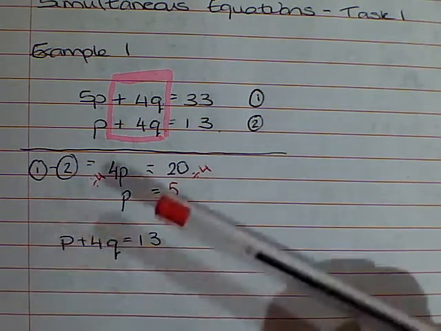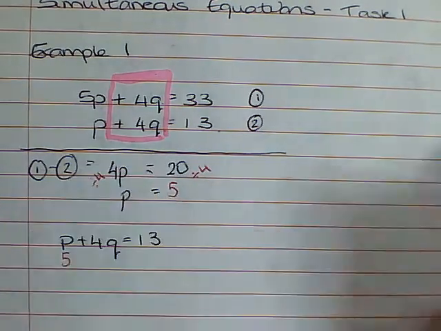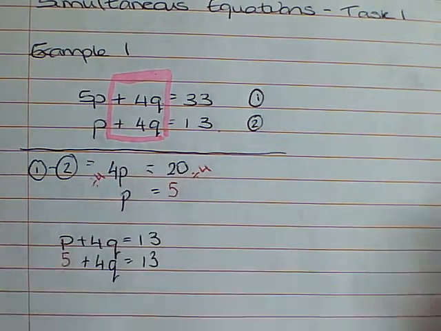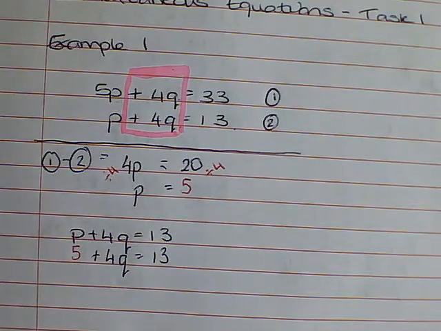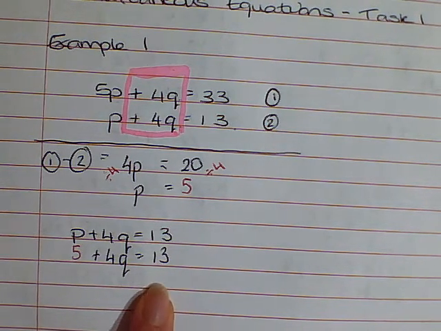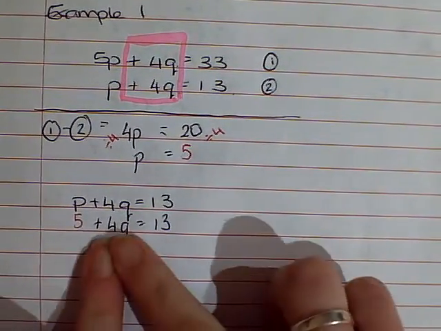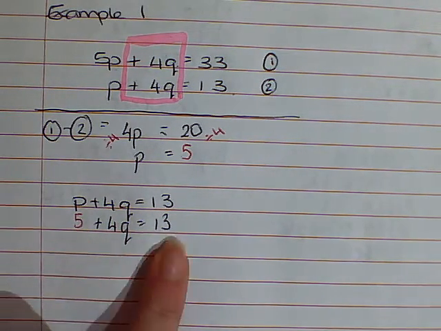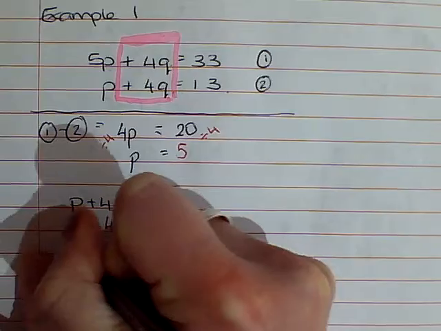So that p is going to become a 5. So carrying on, we've got 5 plus 4q equals 13. Now we've been working on this recently, solving equations. I want all my letters on this side and all my numbers on this side. So I am going to take that 5 and put it on the other side. It's a positive 5, so I am going to subtract 5.